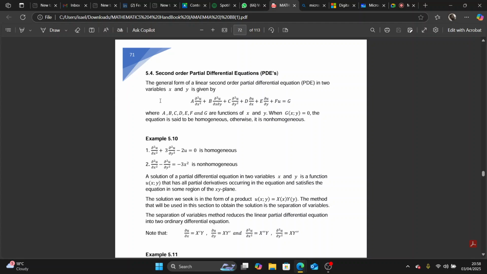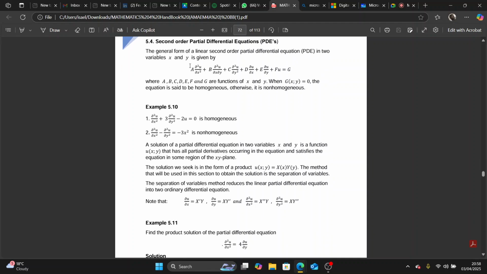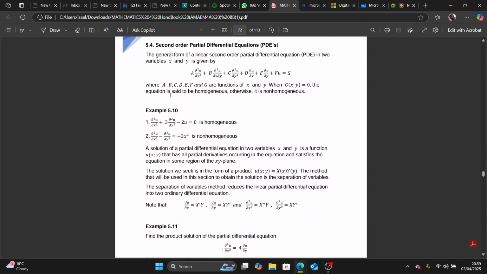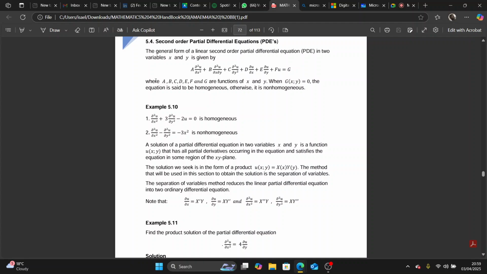The general form of a linear second order partial differential equation (PDE) in two variables x and y is given by A ∂²u/∂x² + B ∂²u/∂x∂y + C ∂²u/∂y² + D ∂u/∂x + E ∂u/∂y + F u = G, where A, B, C, D, E, F are constants. Don't worry much about this, no? It's just some math explanation. You will not be asked something like this. Don't worry, they're just explaining to you first.